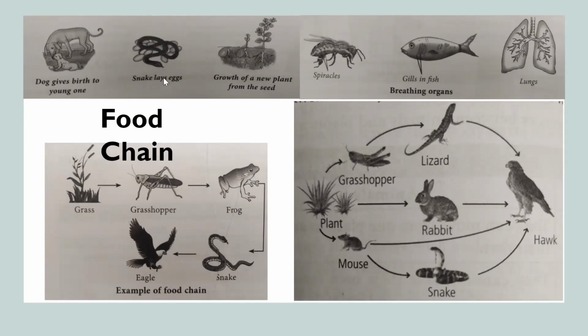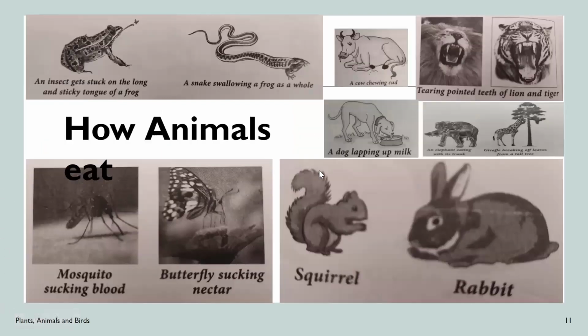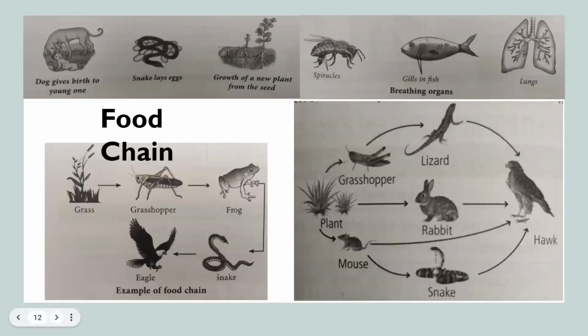Like we also have snakes who lay eggs. No problem. See, last class we had covered till here. You remember how animals eat. There are some animals who repeatedly bite or chew with the front teeth. Rabbits, rats, and squirrels have sharp front teeth with which they gnaw nuts, fruits, and seeds.